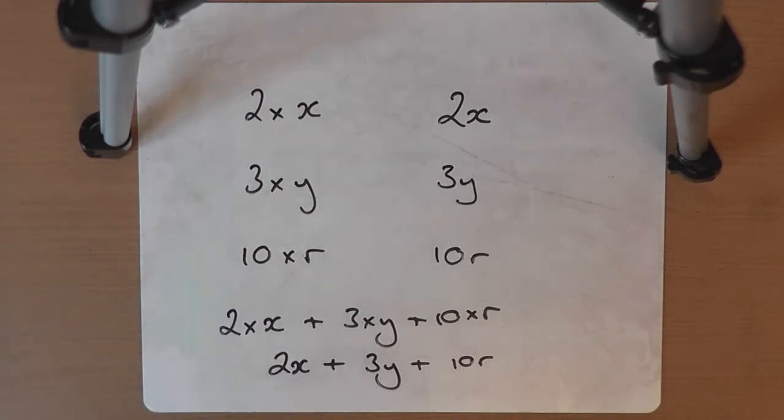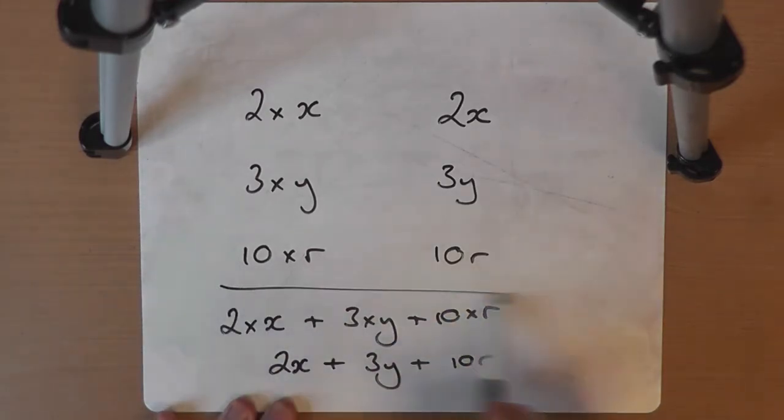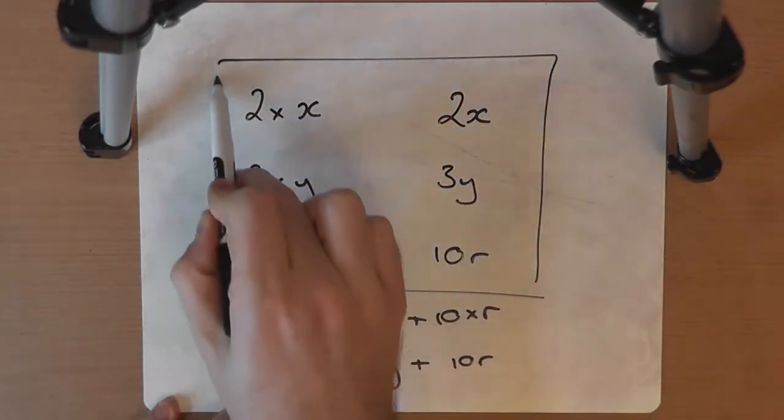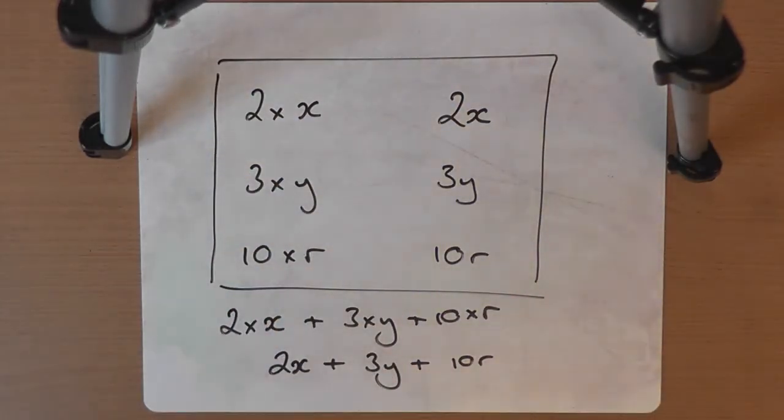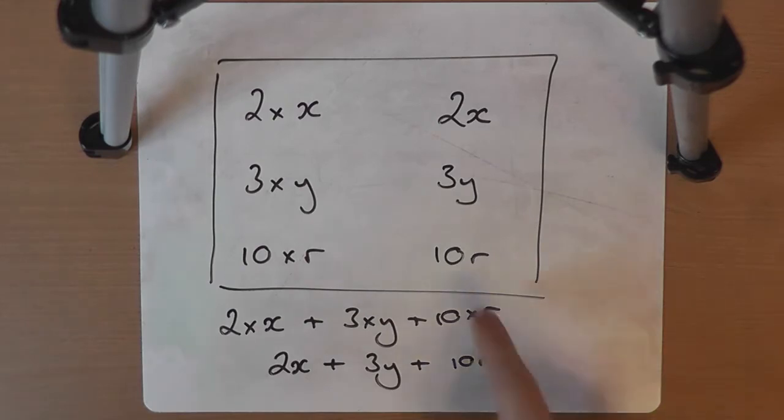So the key takeaway from this is that whenever we have got numbers and letters being times together, we can just drop the times sign out. We know it's there, and sometimes it might be helpful to put it back in, just for our own understanding, but we can drop them out and we can write them in this simplified form. From this point on, we're going to do that every time.